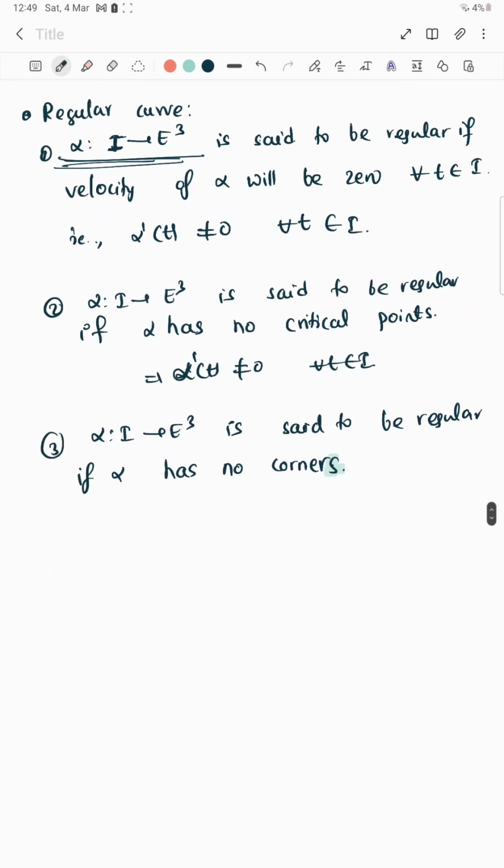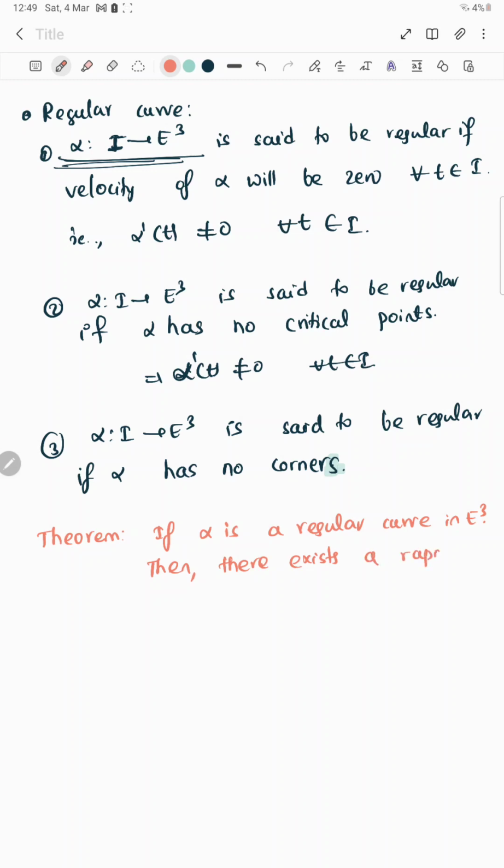Now moving further, we will have a result on regular curves. We will take it as a theorem. If alpha is a regular curve in E3, then there exists a reparameterization beta of alpha such that beta has unit speed. What it says is, if alpha is a regular curve, then there exists a reparameterization beta of alpha such that the speed is unit for beta.